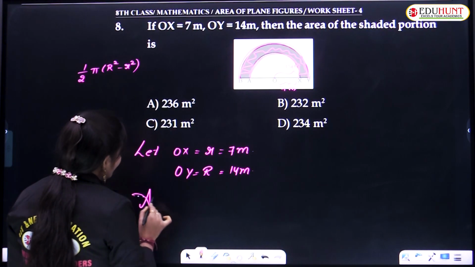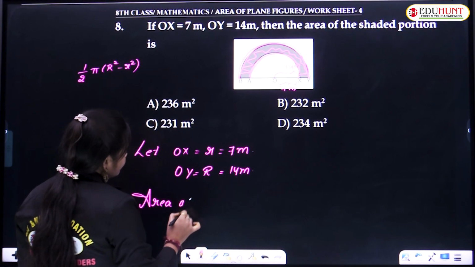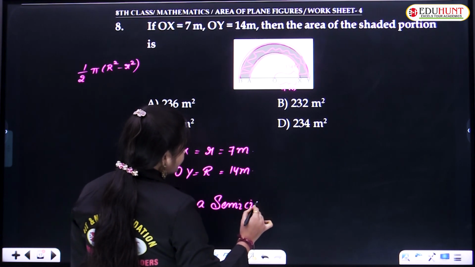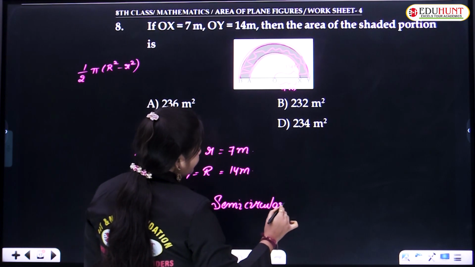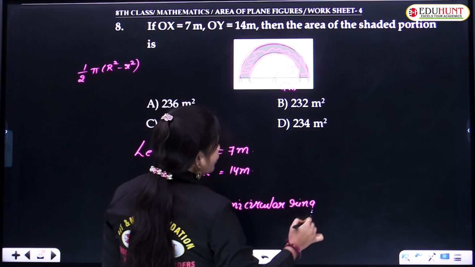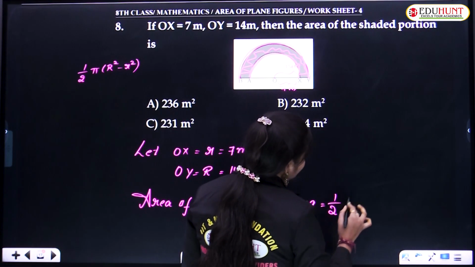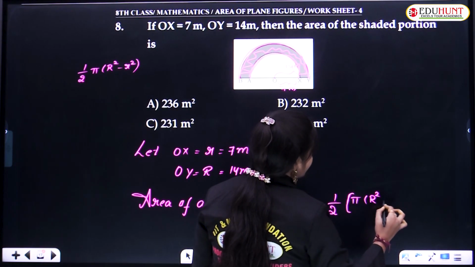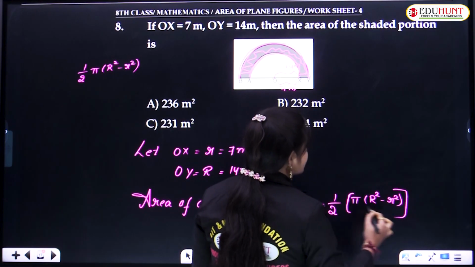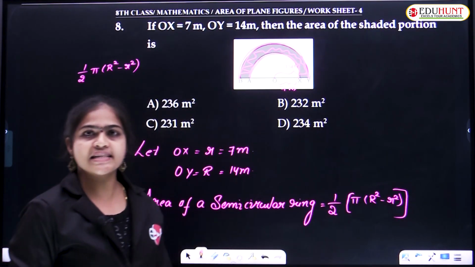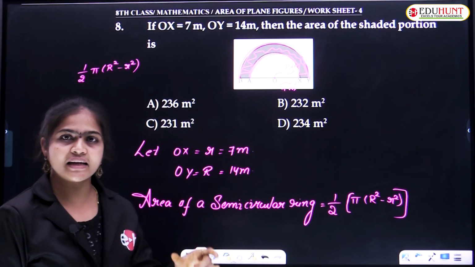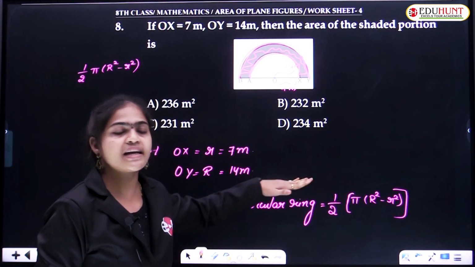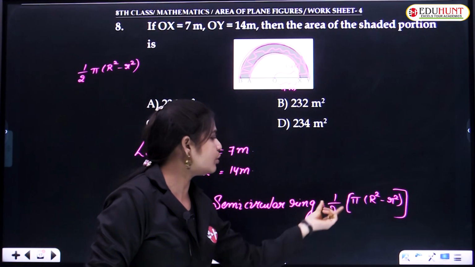Now here the area of a semicircular ring. What is the formula here? Half into pi into R square minus r square. Actually, pi into R square minus r square is the formula for a circular ring. Now here half of the circular ring area they are asking, which means a semicircular ring area, that's why into half.